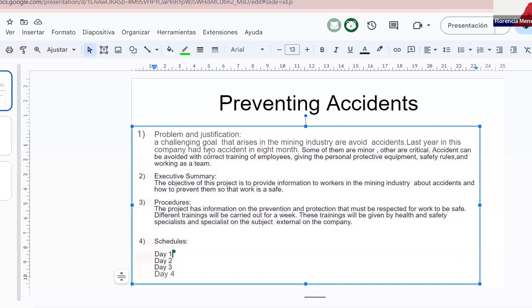Okay, don't worry. So a challenging goal that arises in the mining industry is avoiding accidents. Okay. Last year in the company, very good. The company had 2 accidents in 8 months. Very good. Okay, this idea of giving context, that's what we were saying in the previous lesson, to explain why that action represents a problem. That is very good. Okay, some of them are minor, others are critical. Very good.